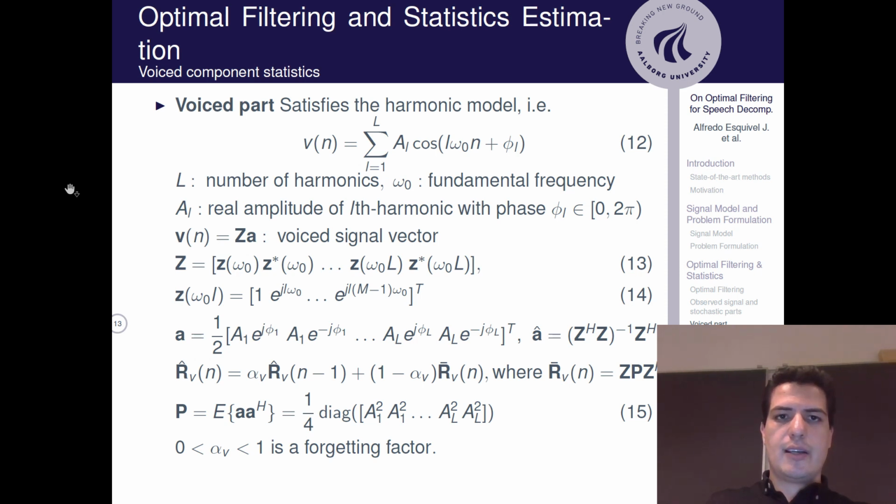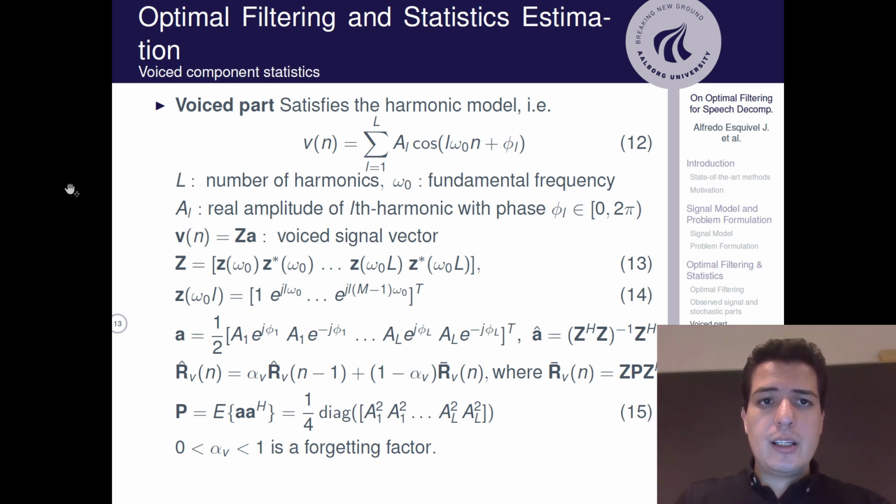Now this is according to the harmonic model. We see that the voice part satisfies the harmonic model, as in equation number 12. So the voice part can be expressed as a sum of L harmonics. Each harmonic has an amplitude AL, and the different frequencies are the multiples of the fundamental frequency, up to L harmonics. Omega 0 is the fundamental frequency, AL is the real amplitude, and we have the corresponding phases, phi L.